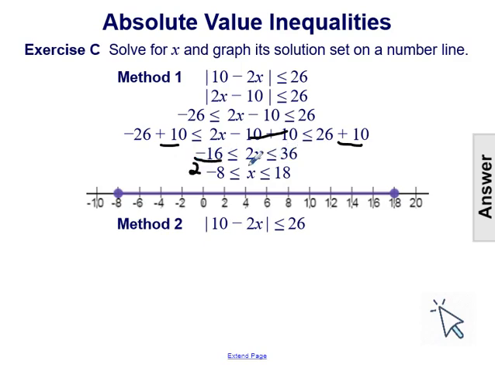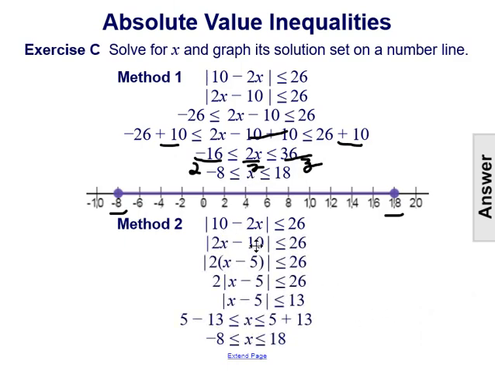If we divide everything by 2, all three sides by 2, that leaves us with our answer of negative 8 is less than or equal to x, which is less than or equal to 18. We're marking negative 8 and 18 with closed circles on our number line, and we have the shading in between. Now, 10 minus 2x has a common factor. Actually, the first factor it has is negative 1. So they're just switching the terms around.